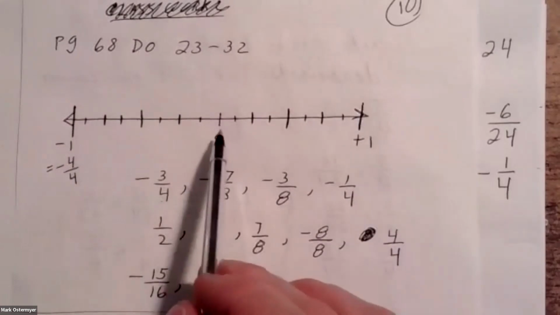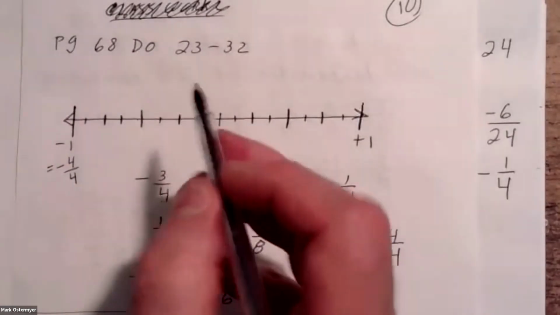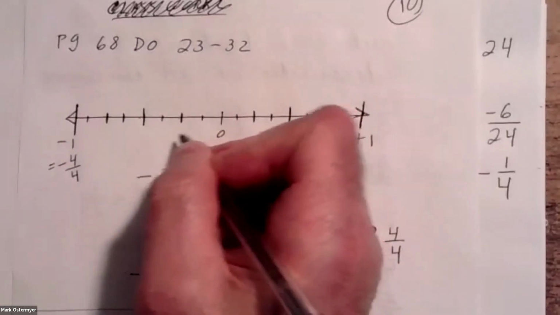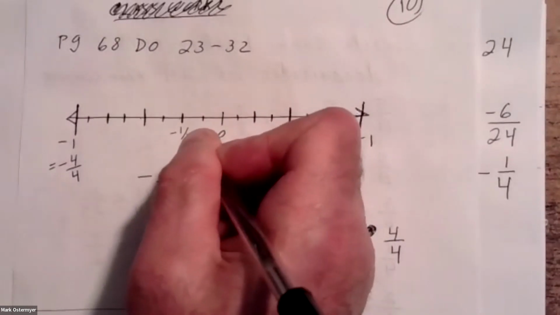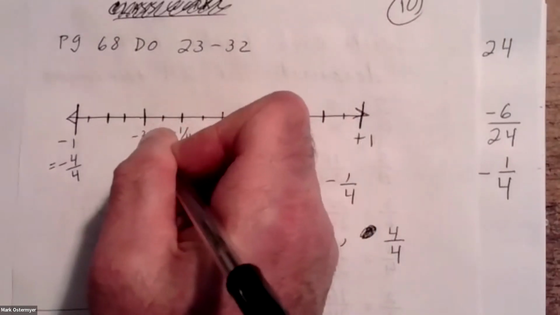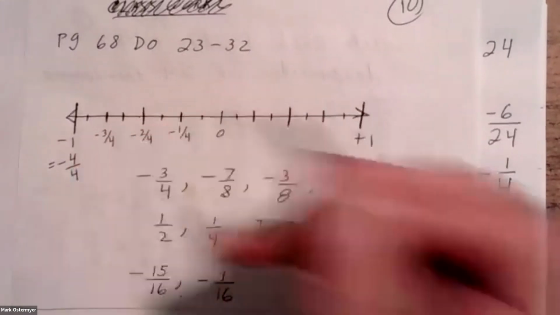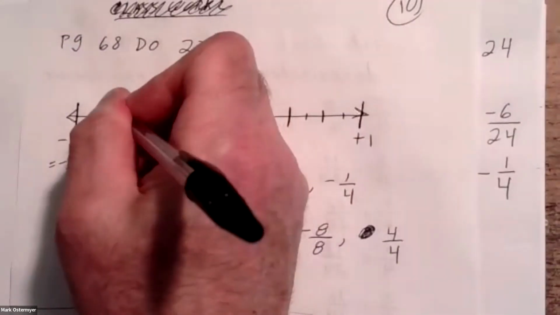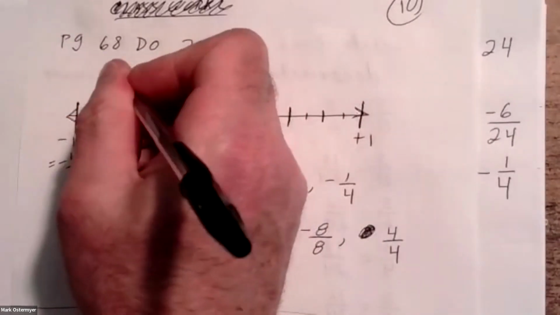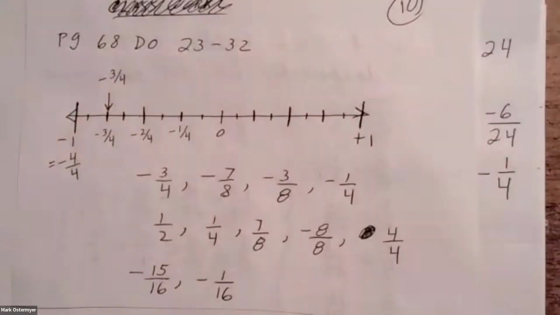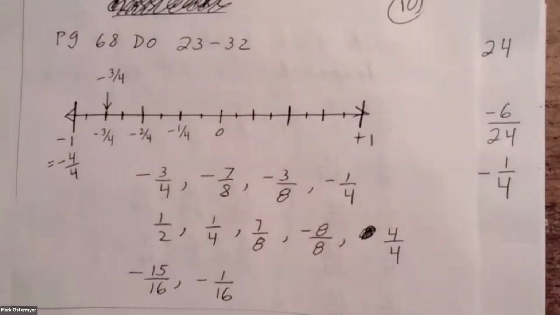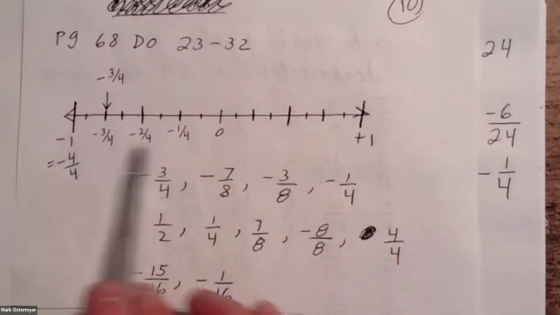So where would -3/4 be? As far as fourths are concerned, this would be -1/4. This would be -2/4, better known as -1/2. And this is -3/4. Do you agree -3/4 would be right here? That's where -3/4 would be if you break your scale down into fourths.